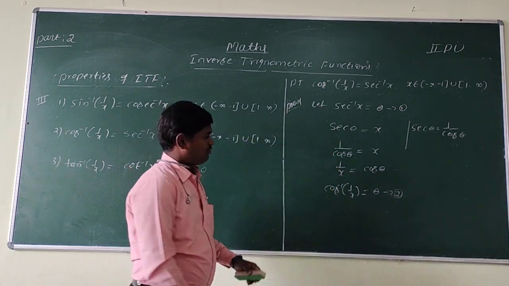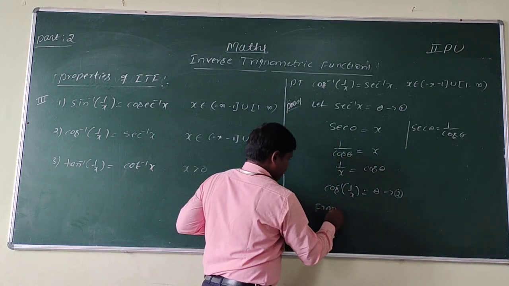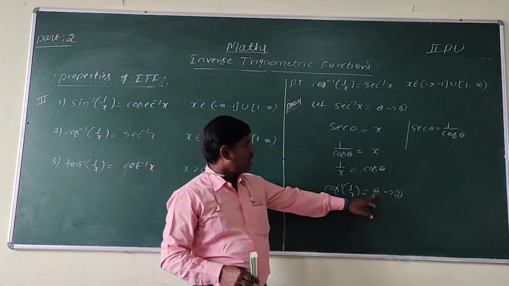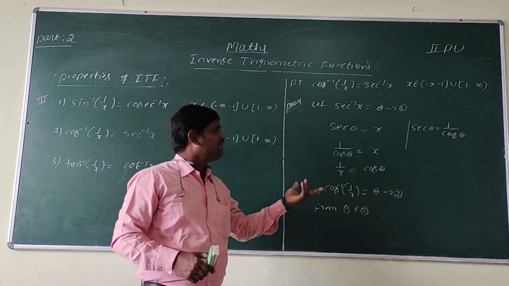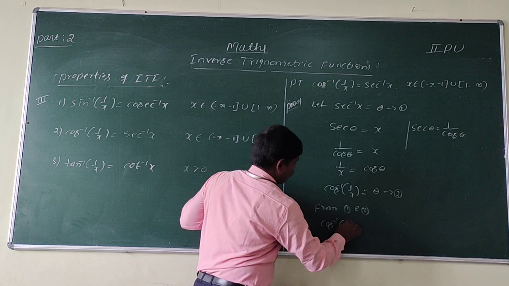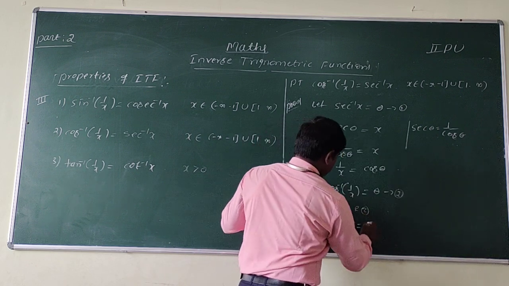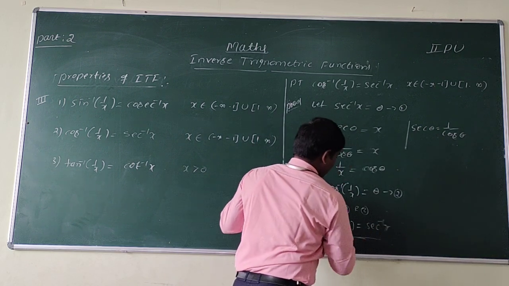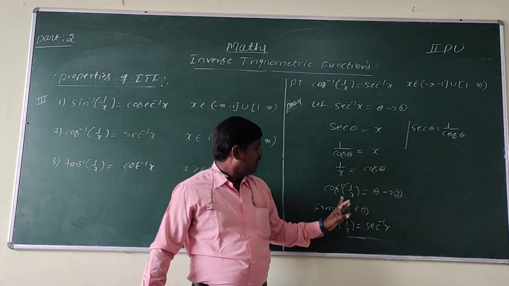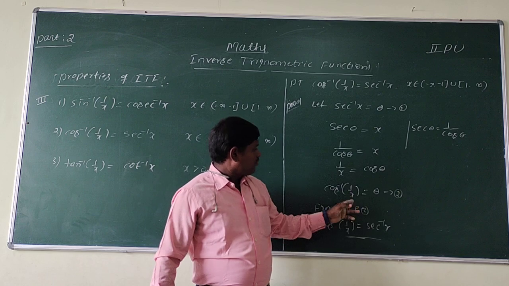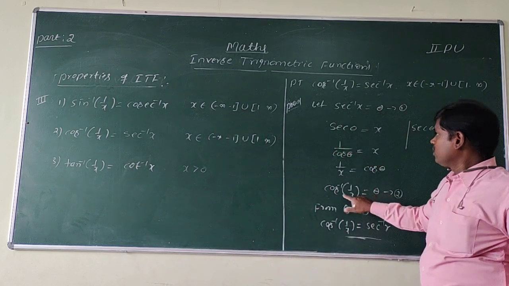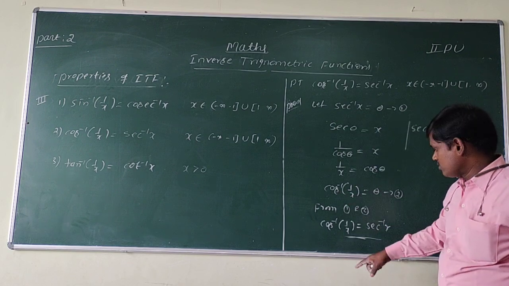So from equation 1 and 2, the RHS are equal. So obviously the LHS are also equal. Therefore cos inverse of 1 by x is equal to secant inverse of x. Since secant inverse of x is equal to theta, and cos inverse of 1 by x is equal to theta, the RHS are equal. Therefore, the LHS are also equal.